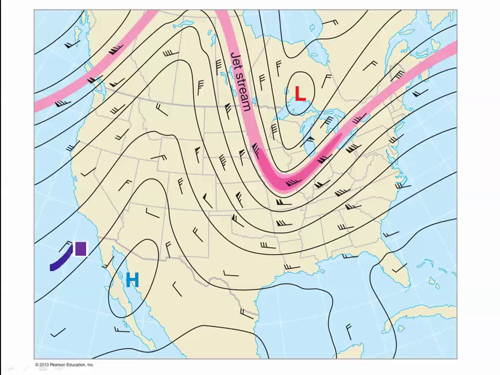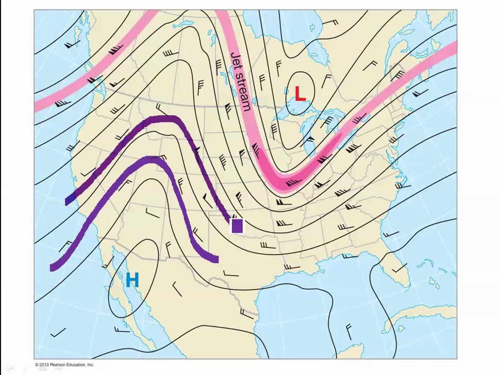So what we have is a stagnant ridge over here, a high pressure upper air system ridge over the western U.S., and then a low, or trough, a stagnant trough over the eastern U.S.